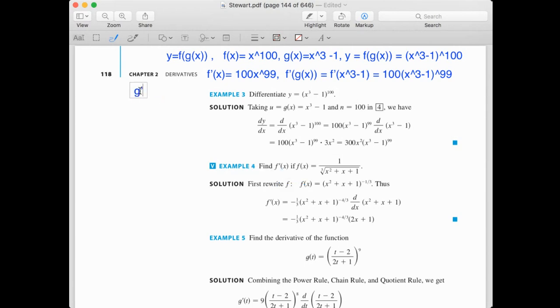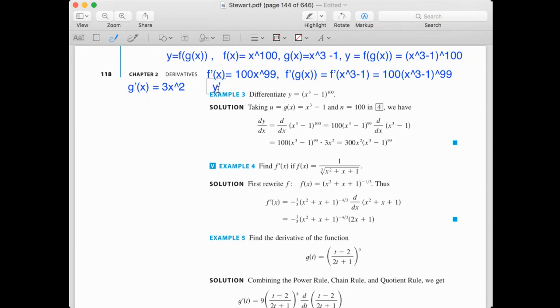So g prime of x is 3x squared. That's it, right? Because g is x cubed minus 1. Derivative of x raised to 3 is 3x squared. Derivative of negative 1 is 0. Once we have this, we can apply the chain rule.